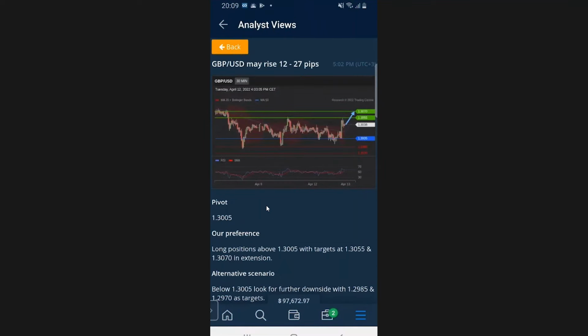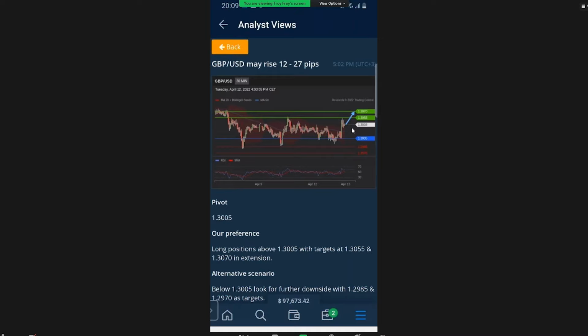So I tap on it and it shows the technical analysis breakdown of this signal. It says the preference, long positions, as long as the movement is above this $1.30 mark, $1.3005.